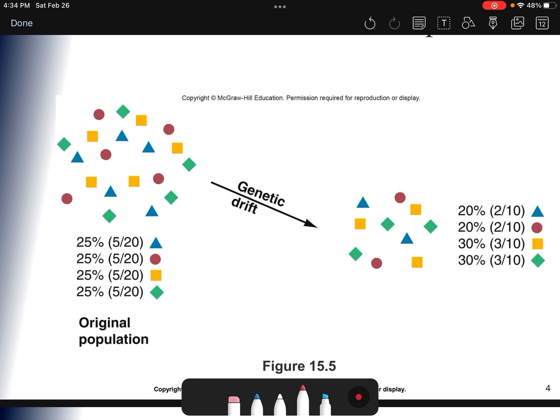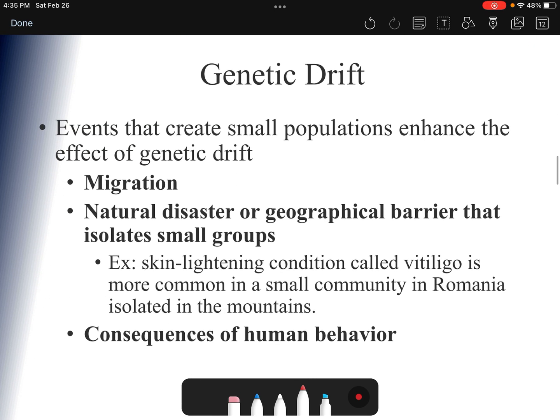So here you started out with an equal population again, and then just by chance, because of random sampling, these two categories seem to get a little bit larger, these two get smaller. Events that can create small populations that enhance genetic drift include migration, natural disasters, maybe a tsunami going through and wiping out a big chunk of a population, or a geographical barrier that isolates a small group.